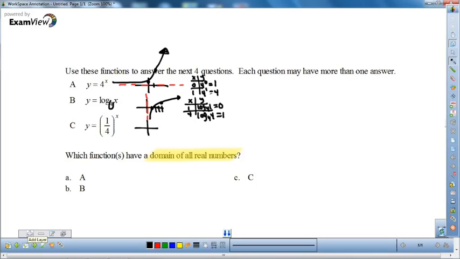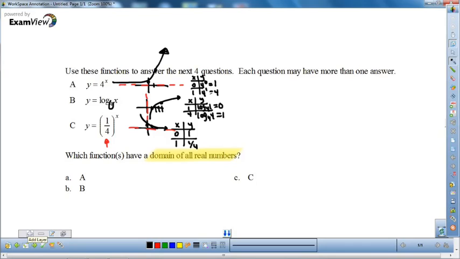For C, when I graph 0 and 1, 1/4 to the 0 power is 1. And when x is 1, y is going to be 1/4. So I'm going to graph 0, 1, and 1 and 1/4, which is going to be small here. So this is actually a decay, and I remember that because this number is smaller than 1. So these are what my graphs are going to look like.